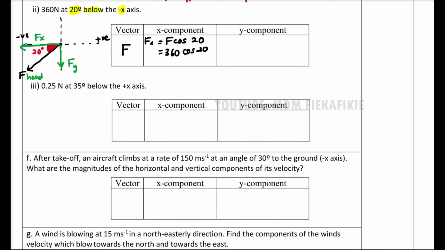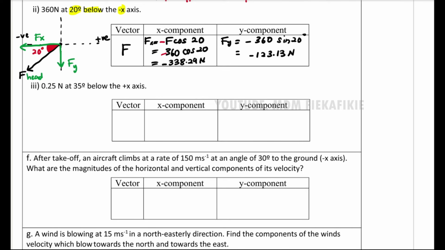Jangan lupa negative sign. Ni saya terlupa nak masukkan. You put negative sign here. So, jawapan dia akan jadi negatif lah. Okay, equal to negative 360. So, the answer is negative 338.29 Newton. Okay, ini kena mahir dulu. Fy downward negative 360 sin 20 degree. So, you akan dapat negative 123.13 Newton.